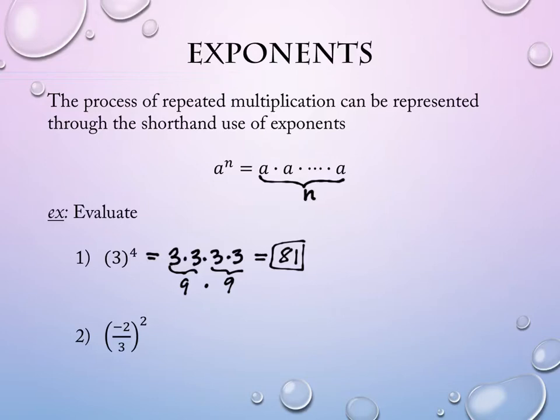Caden? If it's a negative number inside the parentheses and it's raised to the power, we're going to do number 2. Yep. Do we have to write it out as the negative number? Yeah, so that's a really good question.